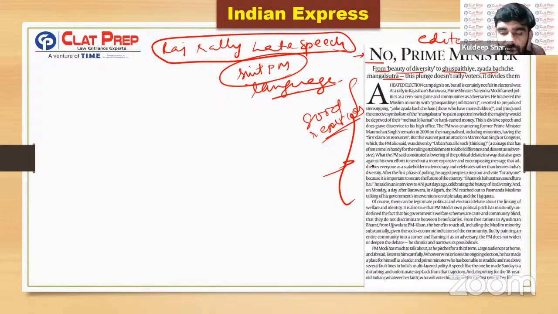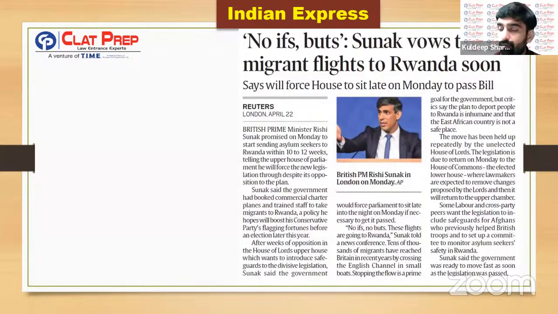Okay, so just have an interesting read of this article. That's why I have included it. Moving on, from the world page, this news is covered in both the Hindu and the Indian Express. I have taken it from the Indian Express. So no ifs but, Sunak vows to start migrant flights to Rwanda.